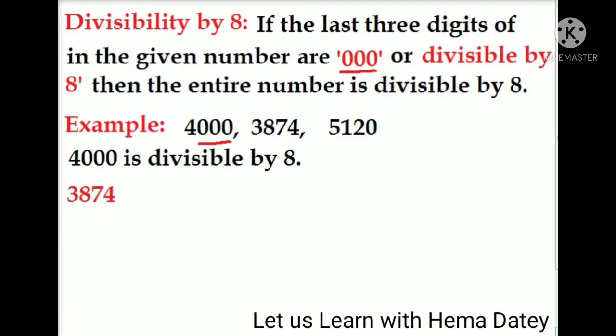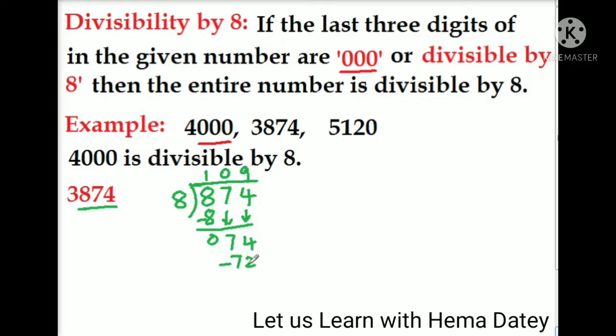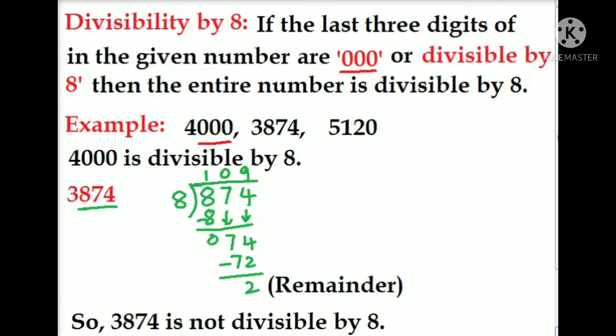The next number is 3874. Just see the last three digits. Divide 874 by 8. 8 1s are 8. Then 7 copy down. 8 9s are 72. Here we'll get remainder 2. Remainder is not 0, so the entire number is not divisible by 8.